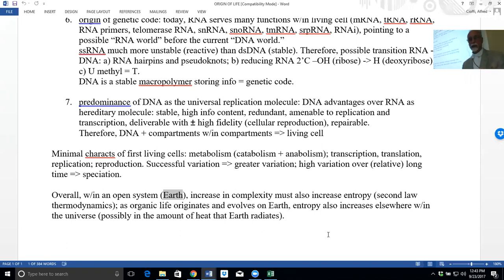So there's a balance there in the open system. Okay, the increasing complexity by forming life must also increase the entropy, the second law of thermodynamics, somewhere else in the universe, which is the dissipated heat that we have been giving off. So organic life develops and evolves on Earth. Entropy also increases elsewhere.